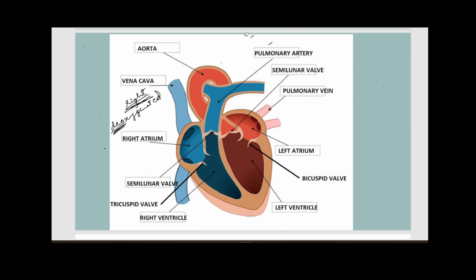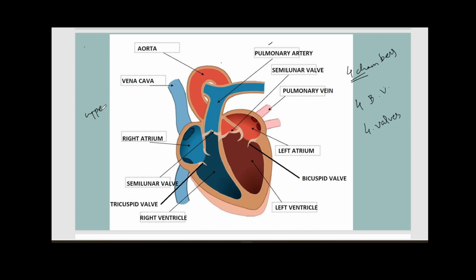Now, to remember the whole structure of the heart, there are a few things that you need to keep in mind. I'll give you a lot of tricks here. First of all, there are 4 chambers, there are 4 blood vessels, and there are 4 valves that you need to remember. So, starting with the chambers, there are 4 chambers.